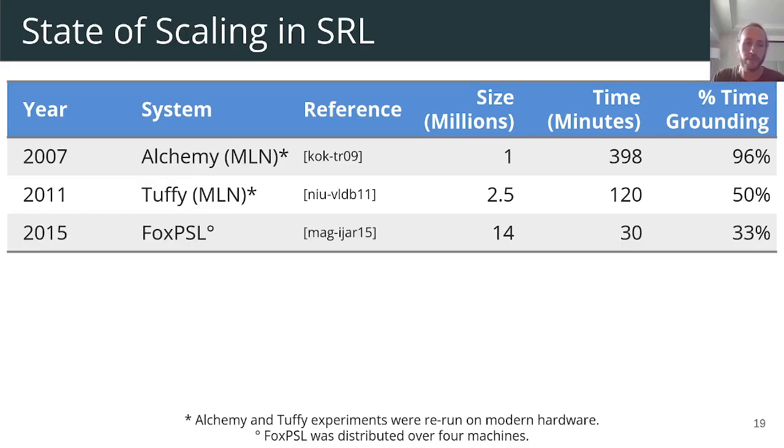And then we have a framework called FoxPSL. This one is a distributed framework, so there's a little bit of apples and oranges here. It's distributed over 4 servers, but it still spends about a third of its time grounding.